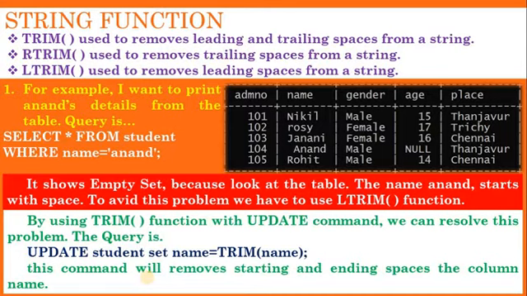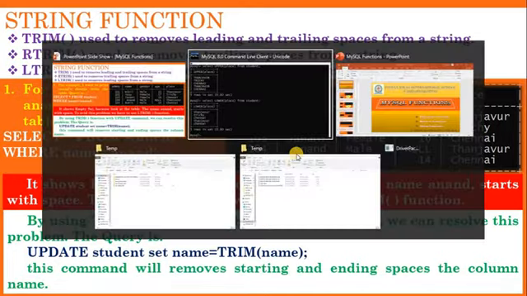Watch this table carefully. In the name Anand, begin with the space. In this situation, whenever I try to check a condition using that name, it will return some errors or it will show an empty set. For example, I want to print Anand's details from the table. The query is select star from student where name equal to Anand. What will be displayed? I will show it in the MySQL command line.